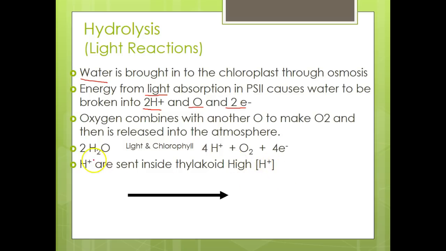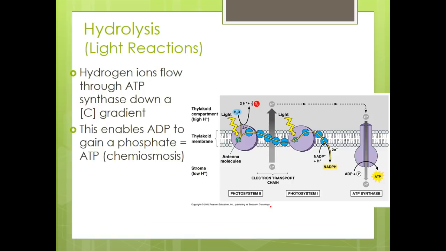Okay. H+ ions are sent inside the thylakoid membrane. That is our high H+ ion concentration gradient. And like I said, oxygen is going to go to the atmosphere, and electrons will be used to do work. Here is the entire light-dependent reaction process, and this includes our ATP synthase enzyme, which you should know about at this point. This includes the chemiosmosis portion of it.